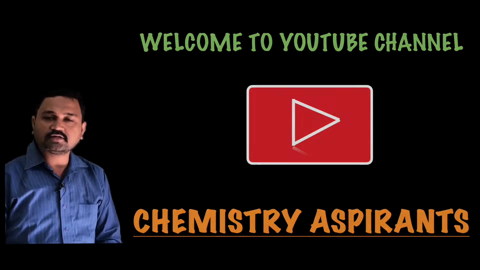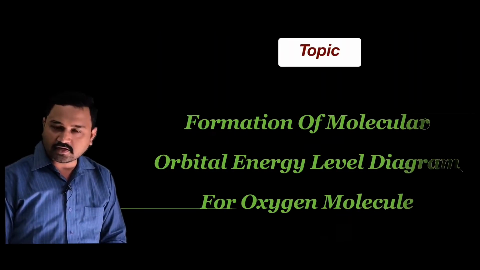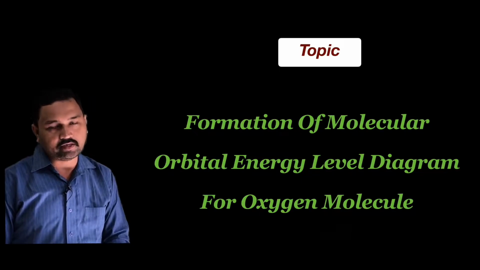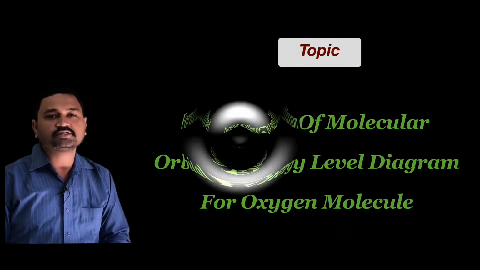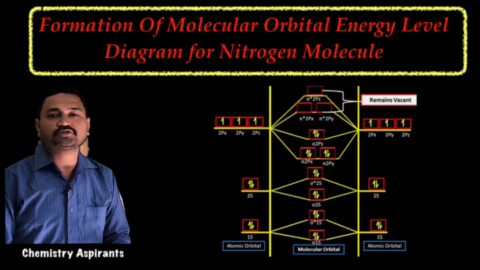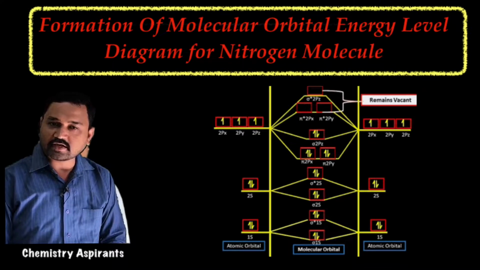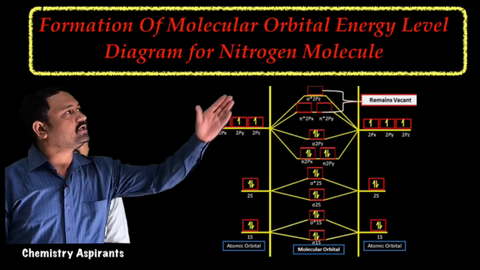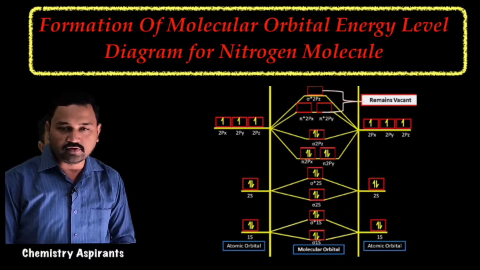Now in today's lecture we are going to learn about the formation of molecular orbital energy level diagram for homoatomic oxygen molecule. In the previous lecture we already learned about the formation of molecular orbital energy level diagram for nitrogen molecule. The link of that video is given in the card. Kindly watch this video also.